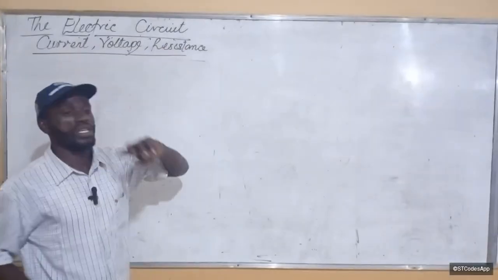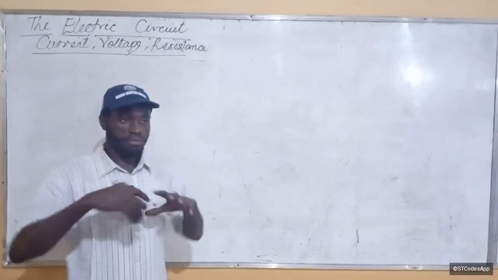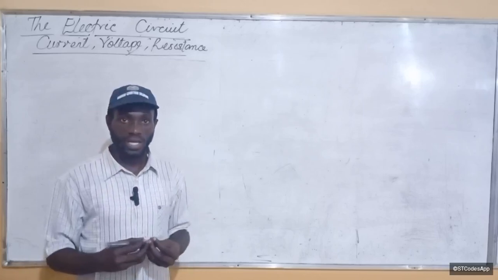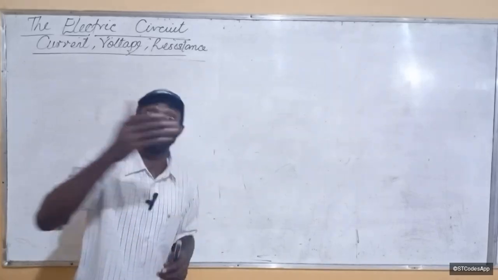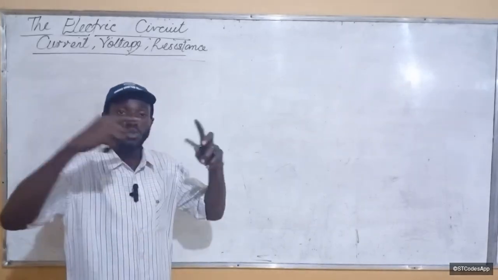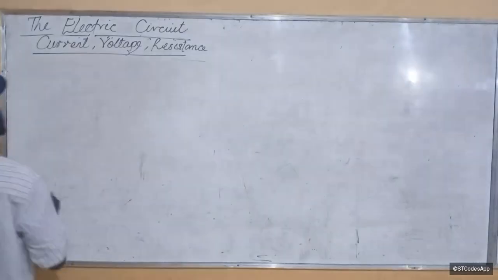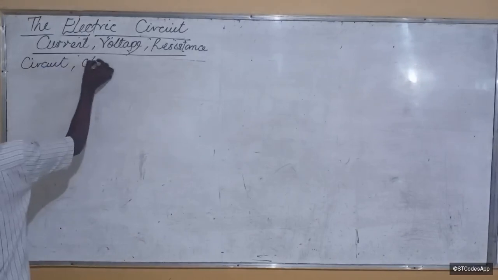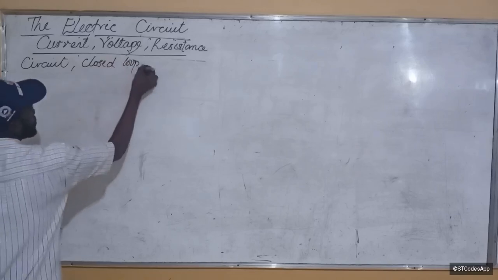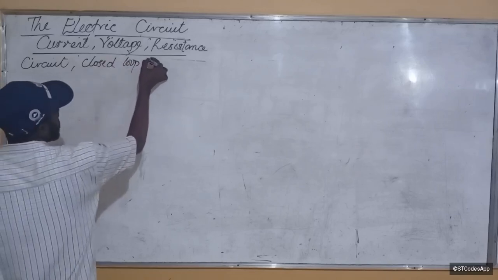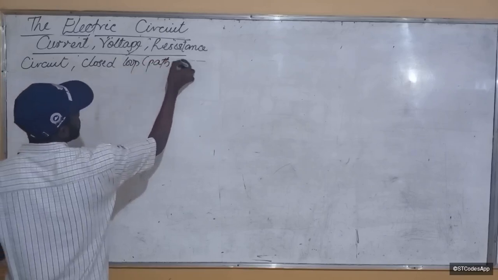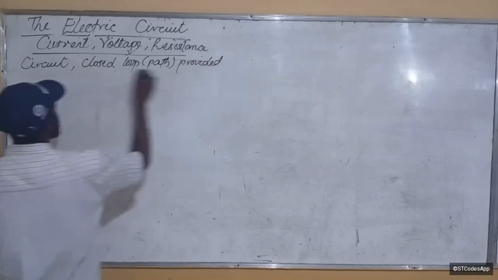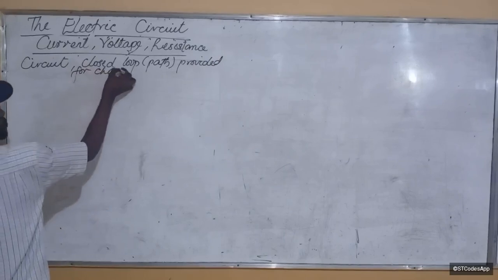First, what is an electric circuit? An electric circuit simply means the path that is provided for current to flow. Is that okay? So the path that is provided for charges to move around. It's always a closed loop. Do you understand? So we say a circuit is a closed loop, which is a path provided for charges to move.